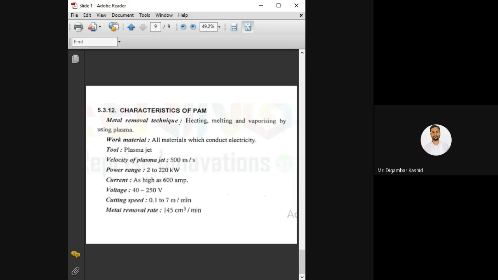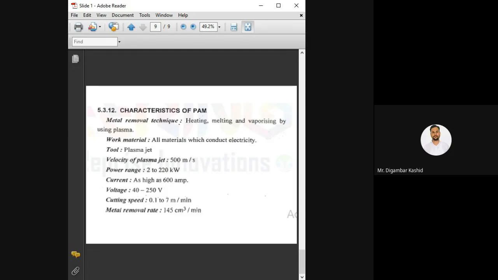Now, which are the gases you can use for this plasma machining process? Another simple question, so again I will give the answer. Commonly used gases are hydrogen, nitrogen, or a mixture of hydrogen, nitrogen, and argon. Also, you can use air. Again, another question which we have discussed in the last lecture.